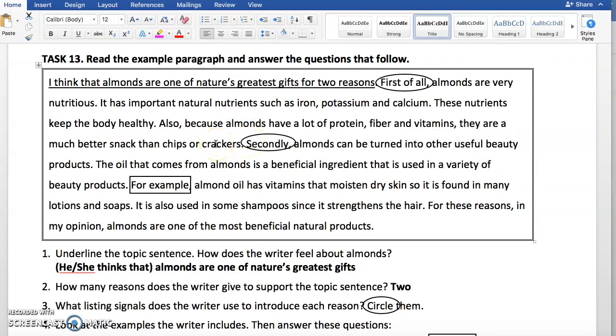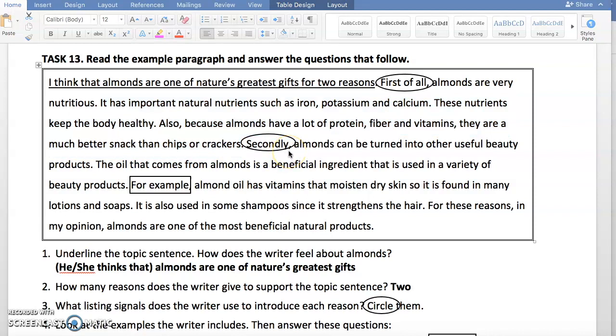So the writer thinks almonds are one of nature's greatest gifts, and the writer provides two reasons. First of all, almonds are very nutritious, and the writer focuses on why almonds are nutritious in these minor sentences here. It talks about its nutrients. These nutrients keep the body healthy. It's a much better snack than chips or crackers. So it's quite persuasive, right?